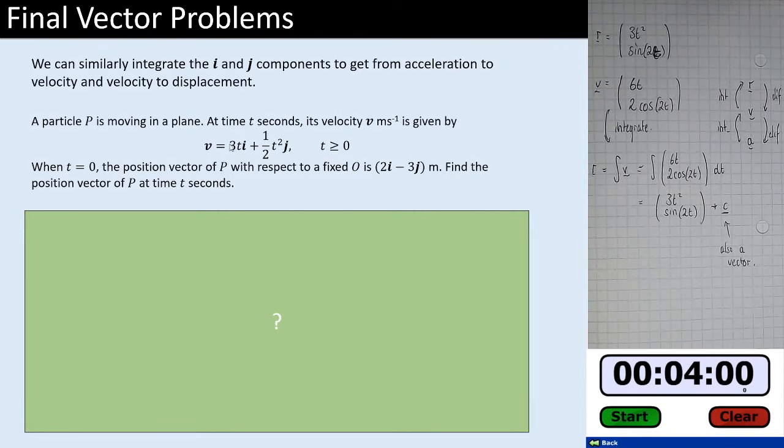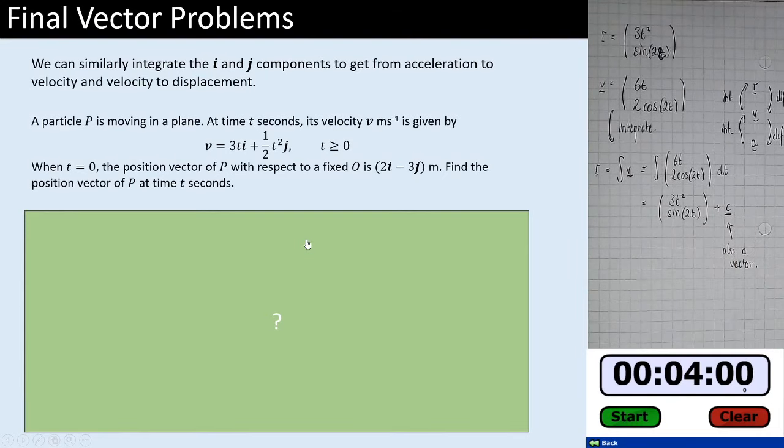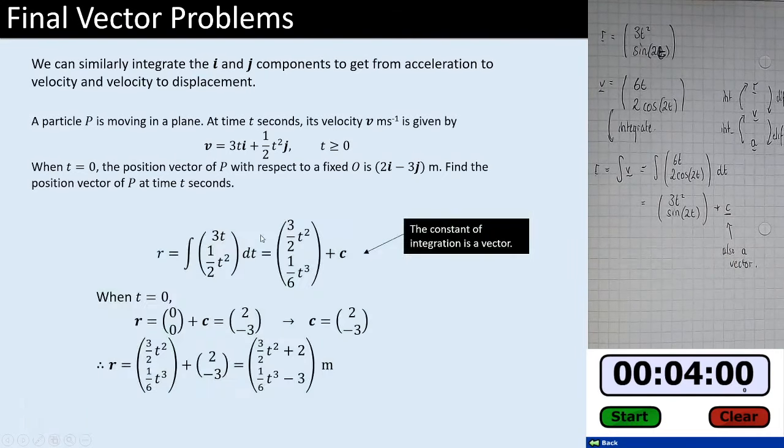So we integrate this. Power increases by 1, so we get a power of 2. Divide by the new power. Power increases by 1, we get a 3. Divide by that new power. Okay? And don't forget to include your constant of integration, which, as we've said, because we're dealing with vectors, is a vector. So we get this beast here.